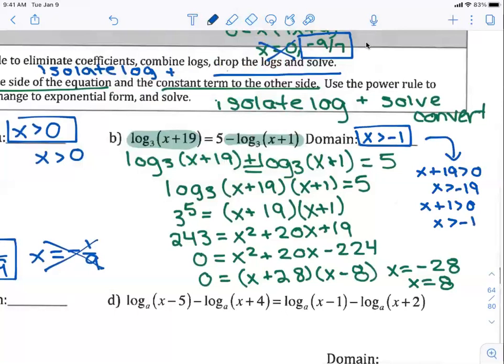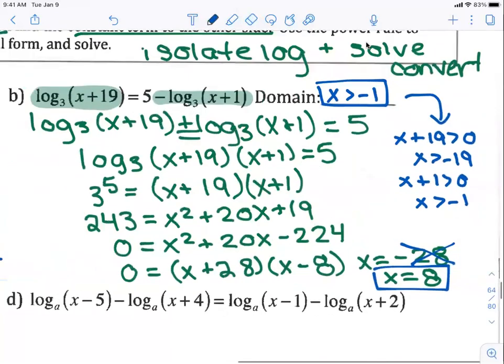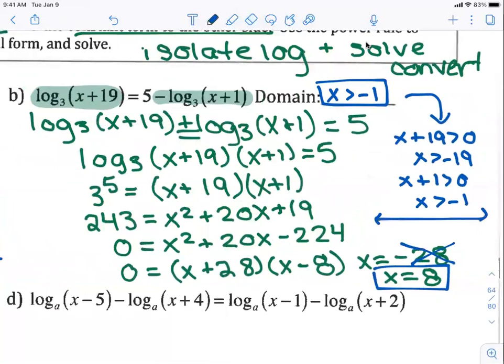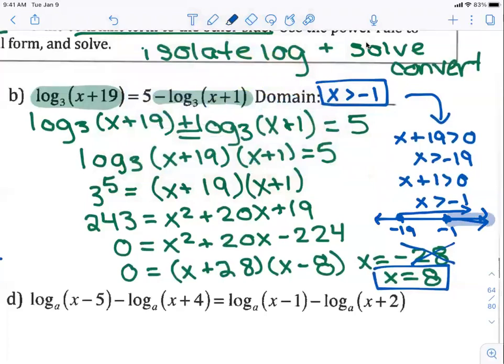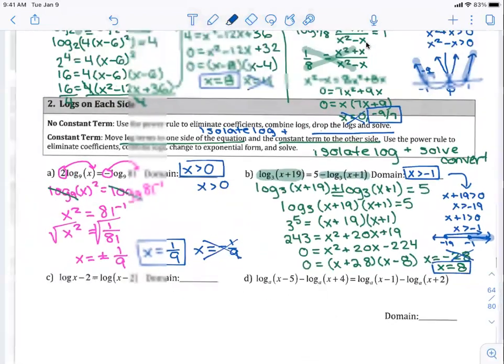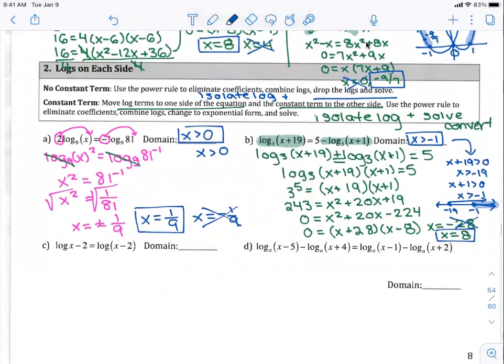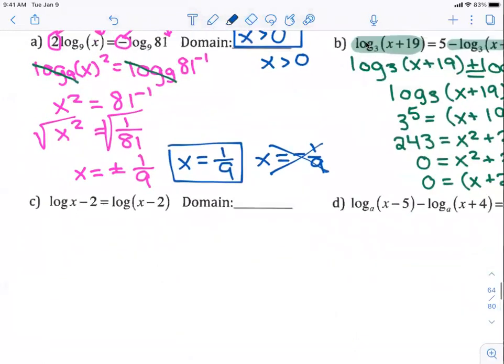So now you're going to check x is greater than negative 1. Well, negative 28 is not greater than negative 1, and x equals 8 is. So we keep that. If you want to look at visually why I picked that one, this is negative 19, and this is negative 1. We're looking for numbers that are greater. You want where they overlap, okay? And that would be x is greater than negative 1. If you want to make it easier to look at, go ahead and draw a little inequality for yourself.